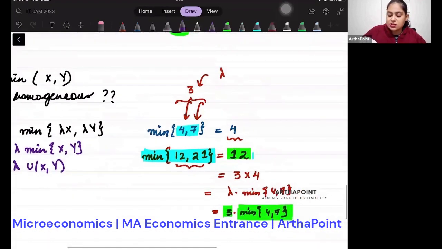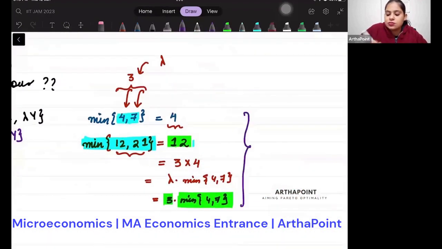Due to this analysis that we did here, that when you multiply first, here I multiplied first.